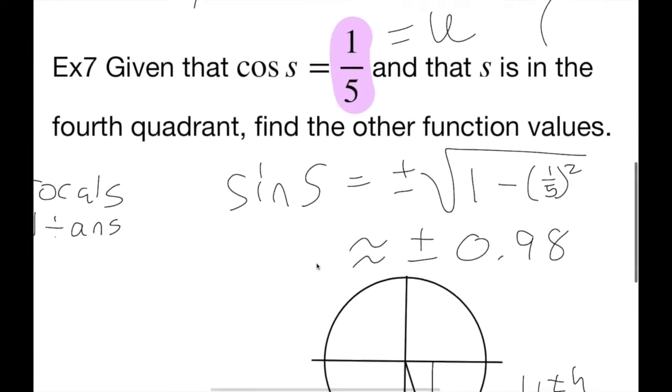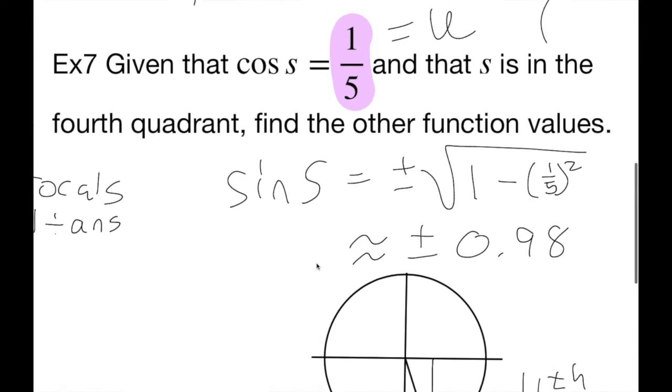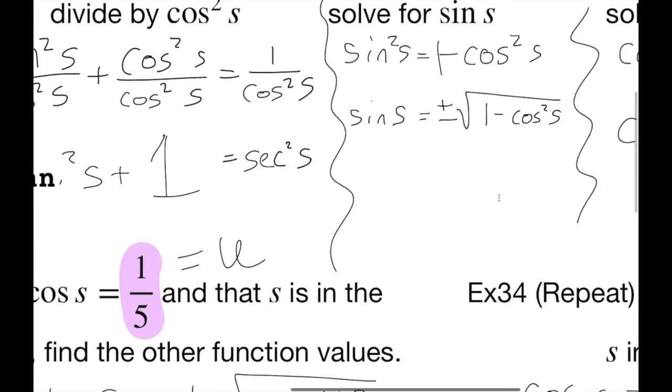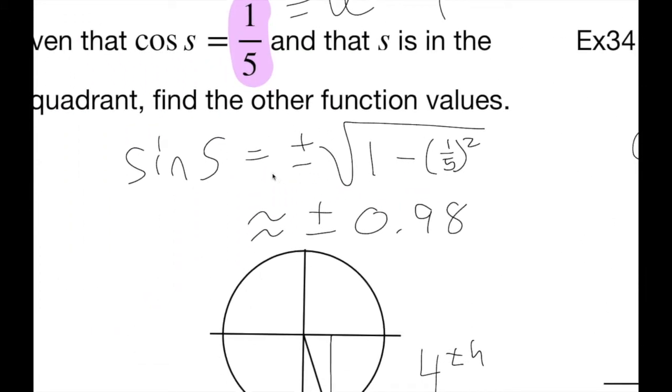All right, so next, given that cosine s is equal to 1/5, and that s is in the 4th quadrant, find the other function values. We know that cosine is this, and if we know cosine, we've got to figure out what sine is. We can use this formula right here that we just got. You can see we're plugging in 1/5 in here, and we get sine of s is equal to plus or minus the square root of 1 minus (1/5) squared. Calculate that out, you get plus or minus 0.98.